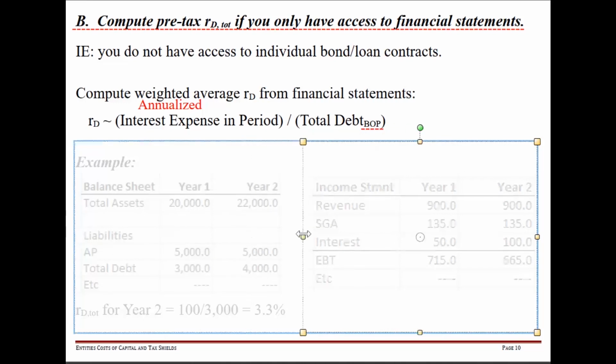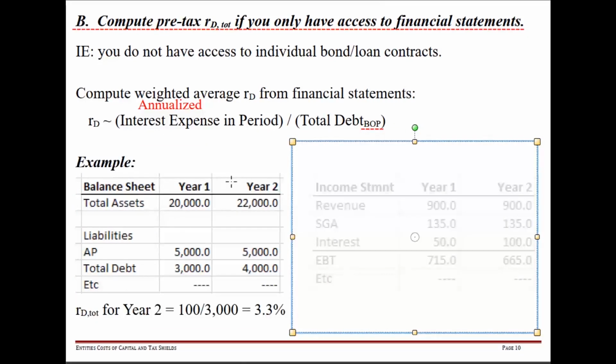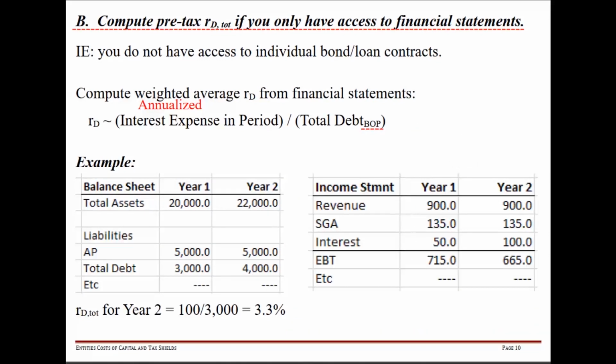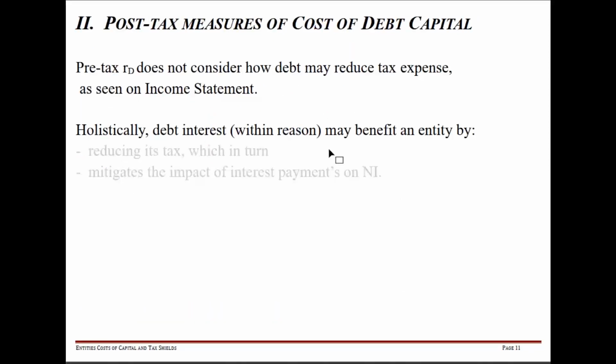So there's a little example here where we have 2 years of balance sheets for a company, and we have 2 years of income statements. And if we want to get the pre-tax cost of debt capital for this company for year 2, it's going to be the interest paid in the year divided by that beginning of period total debt. Remember, balance sheets always happen at the end of the period. So end of year 1 is beginning of year 2, and that's why I'm using 3,000 and not 4,000.